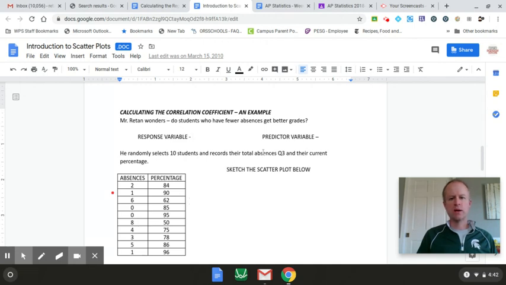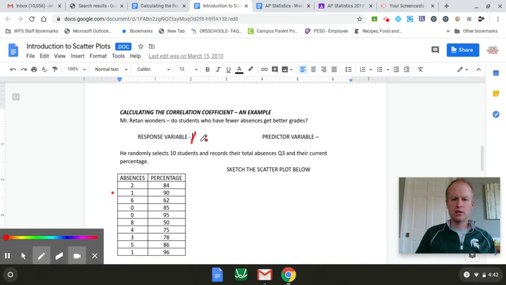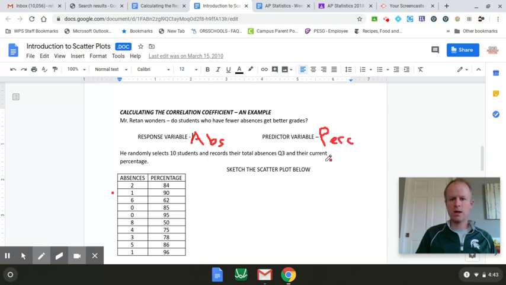So in this case, I'm wondering, in general, do students that have fewer absences have a better grade? And so my explanatory variable in this example would be absences, and my response variable would be percentage. So I'd say absences here, ABS, and then percentage would go here. So percent would go in the Y.